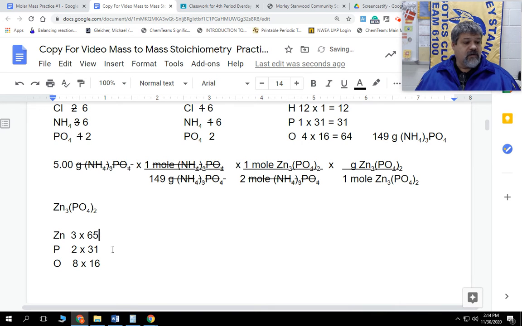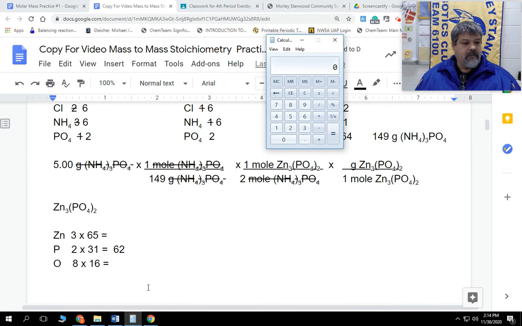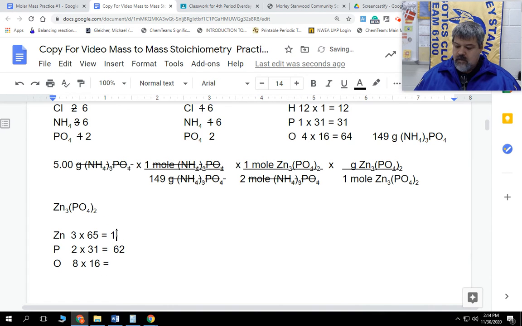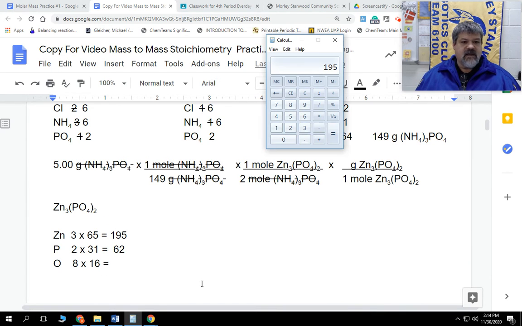So now all we have to do is put what they equal. The only one that I know off the top of my head is this one. 31 times 2 is going to be 62. What about the rest of them? Let's just say 65 times 3 equals 195. Let's double check that one again. 65 times 3 equals 195. That's good.